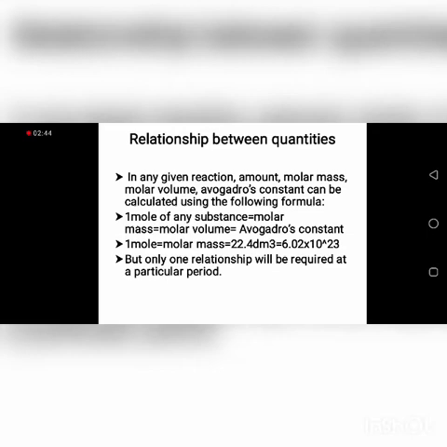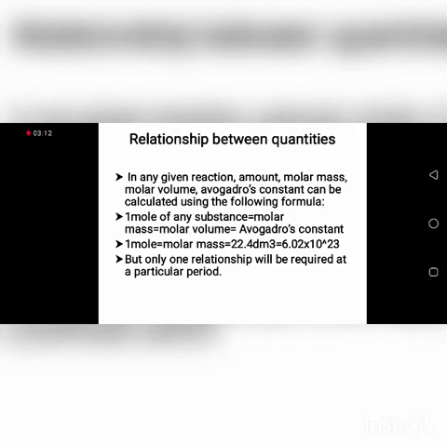Now, if you have 2 moles of a substance, that means 2 moles of that substance is equal to 2 times molar mass, which is equal to 2 times 22.4 dm³, which is equal to 2 times 6.02 times 10 to the power 23. The number of moles that you have will determine the coefficient that you will use to multiply the other quantities.